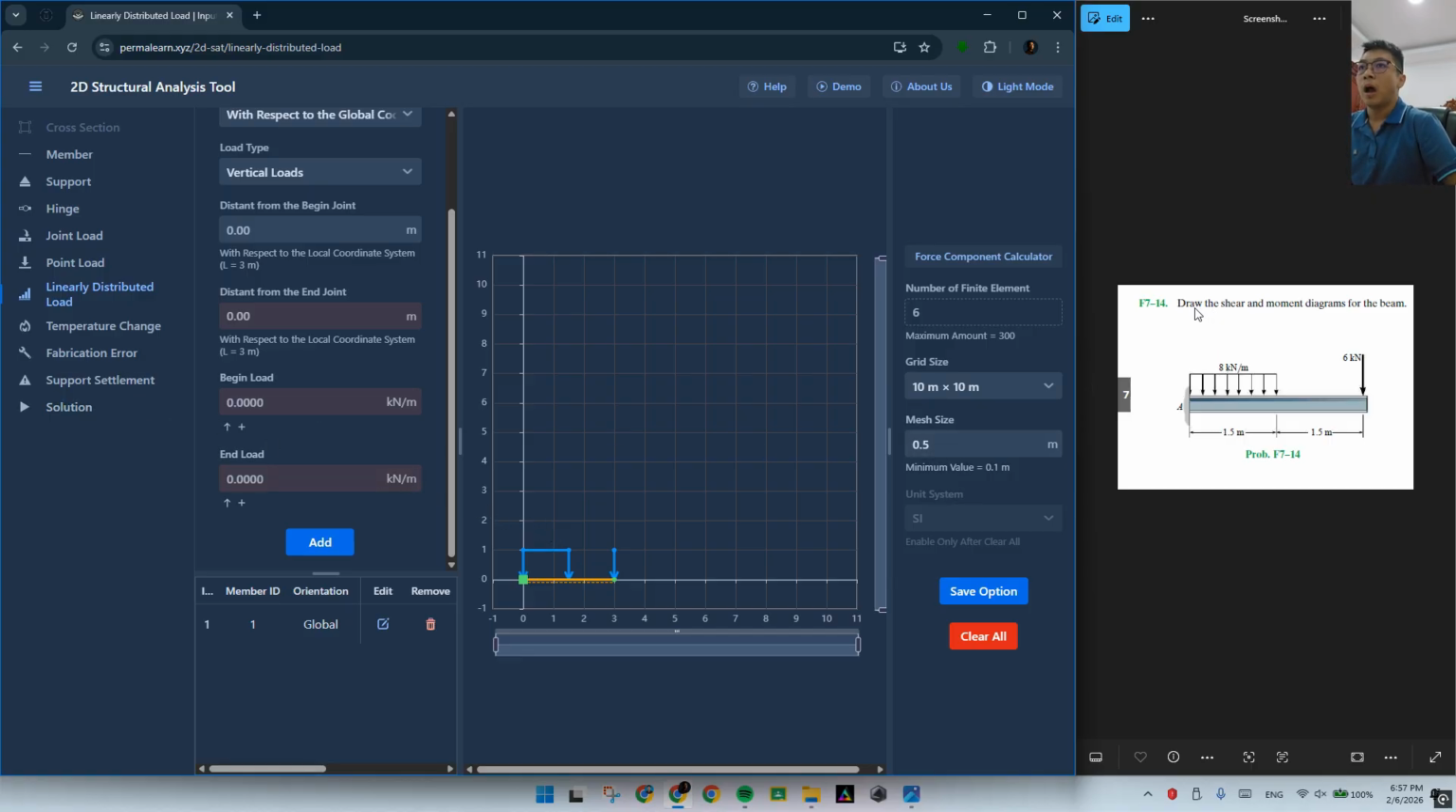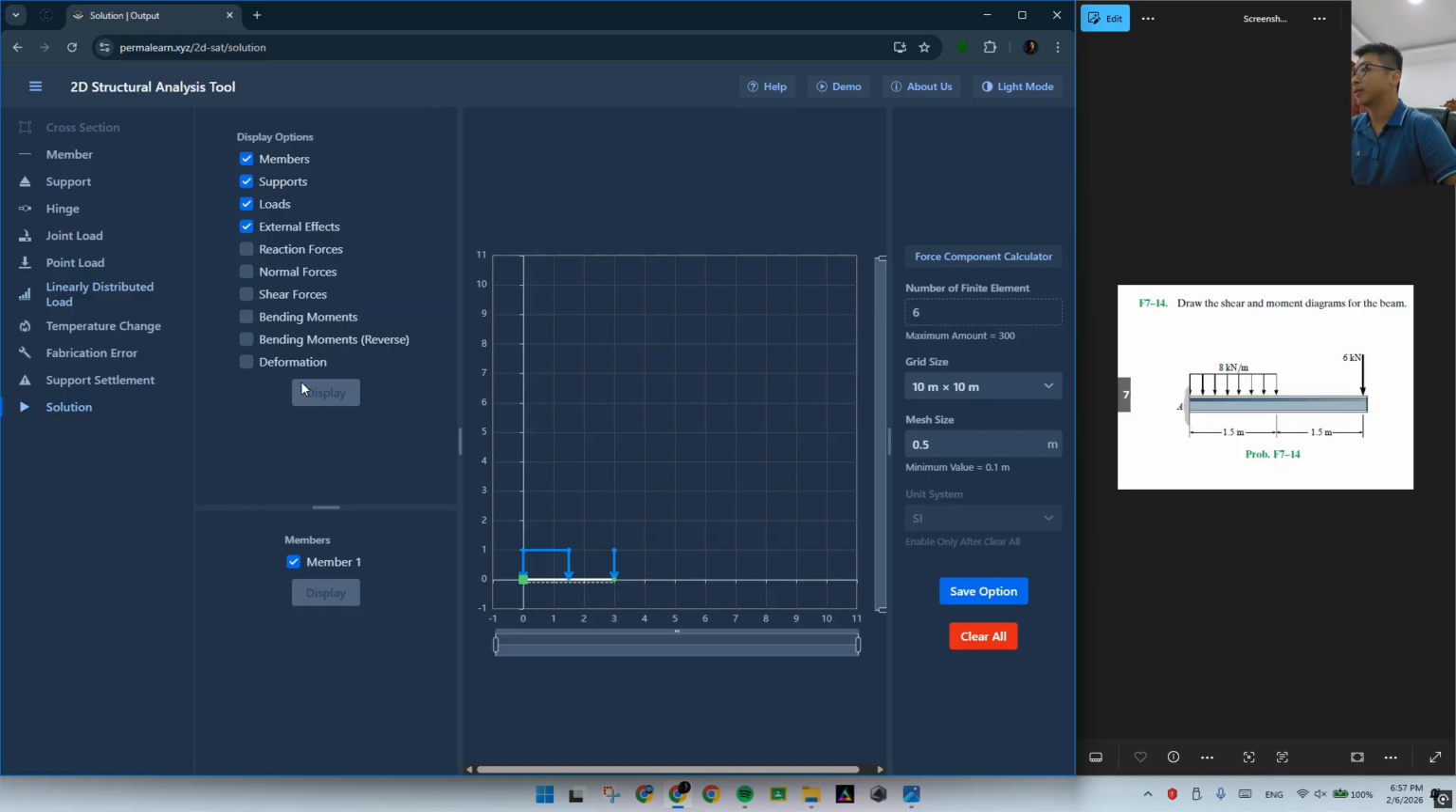Our instruction wants us to draw the shear and moment diagram. So we click on the solution and display the shear force first. This is the shear force. Starting from the fixed support A it is 18 kilonewton, moving to the center point of the beam it is 6 kilonewton, and at the last point of the beam at 3 meters it is also 6 kilonewton.